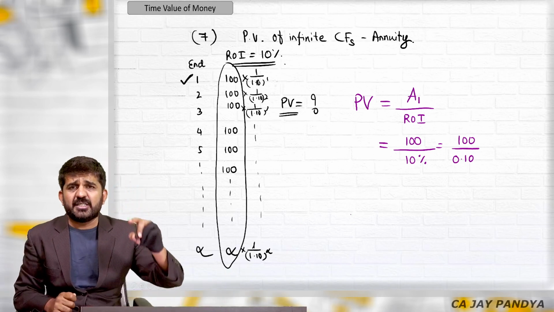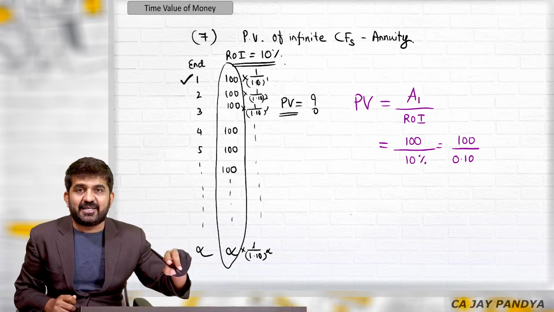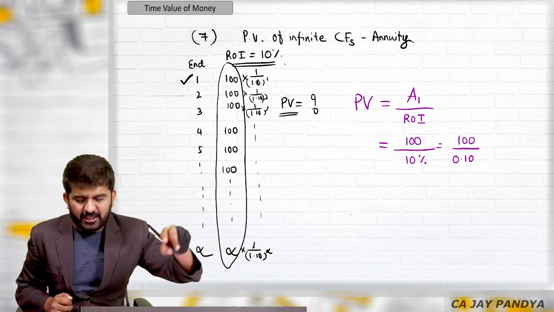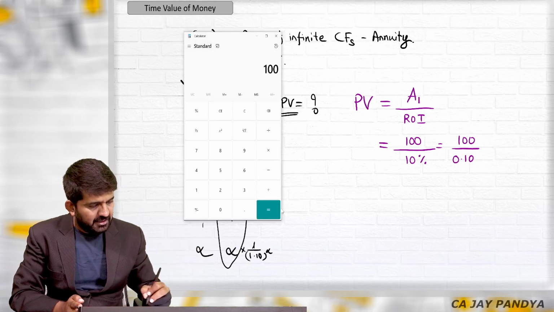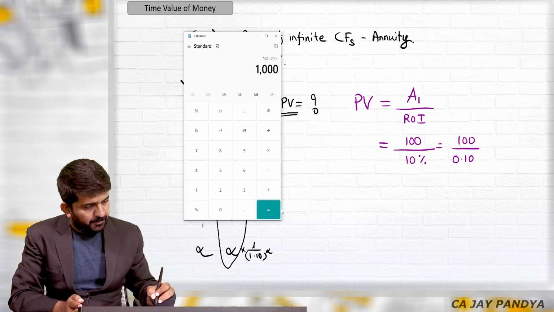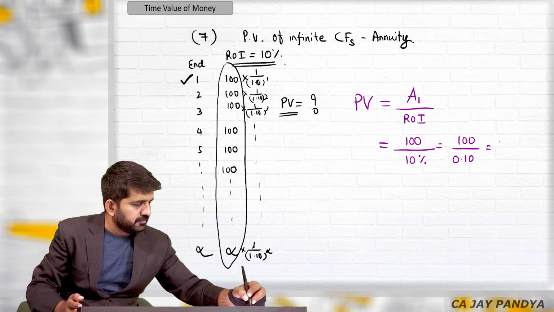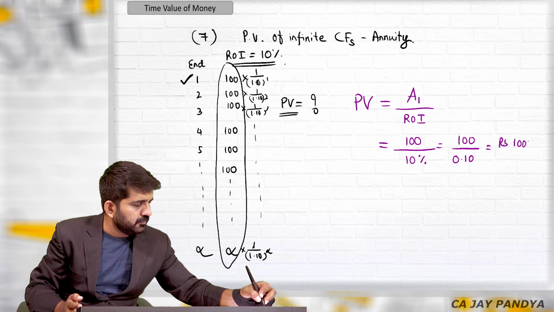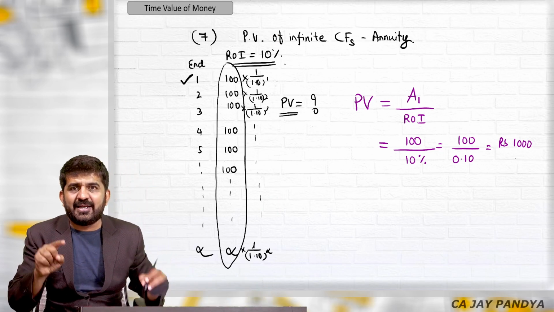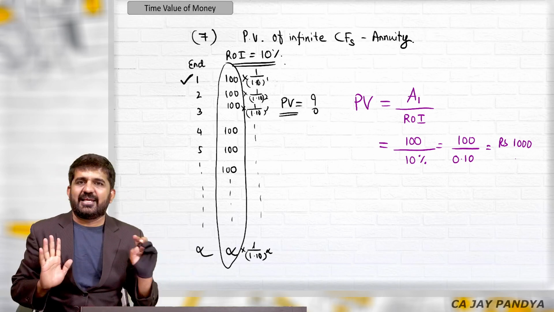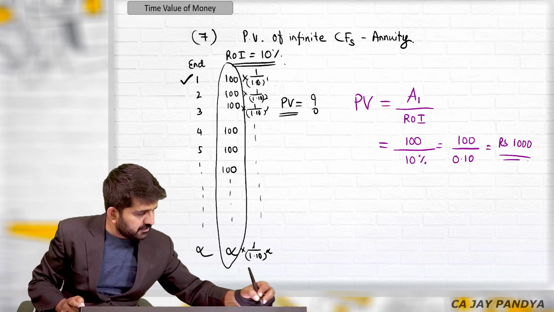You can also do this, 100 divided by 10 percentage, in your calculator. The calculator will give you the answer. Or 100 divided by 0.1, which is rupees 1000. In your calculator, you can press 100 divided by 10 percentage. You will be directly getting the answer of 1000 rupees.